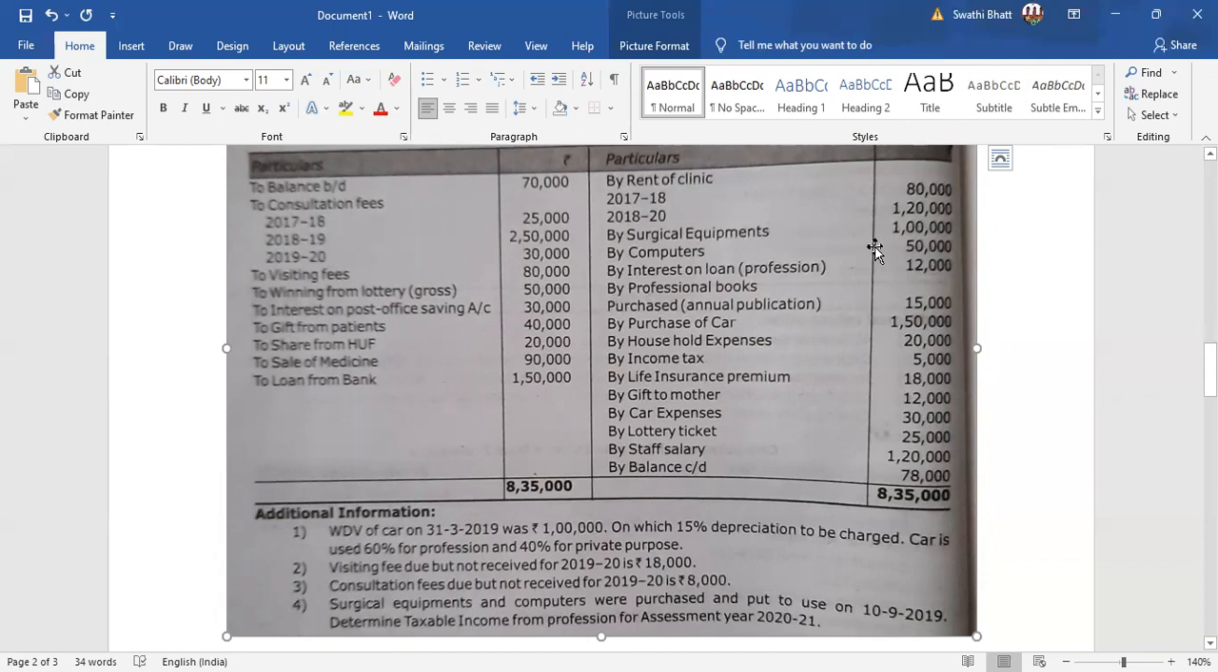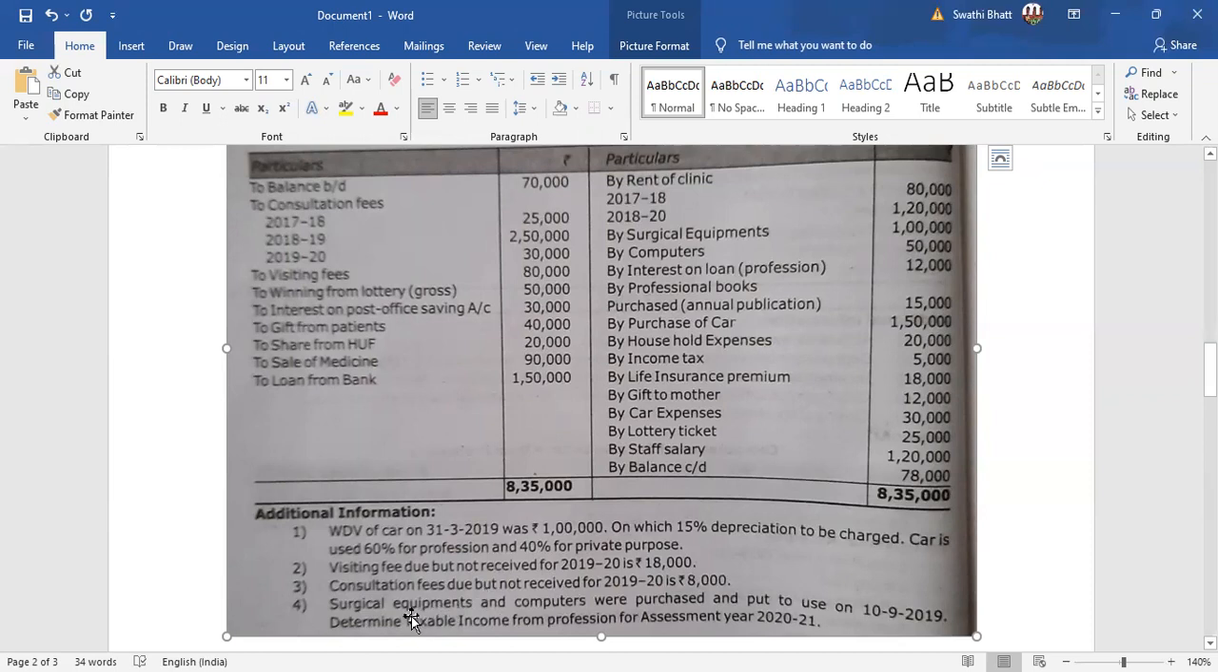You are not writing 1 lakh. You are only charging depreciation on this asset. So whenever there is a capital expenditure, you don't write the price of that asset. You would only charge depreciation on those assets.